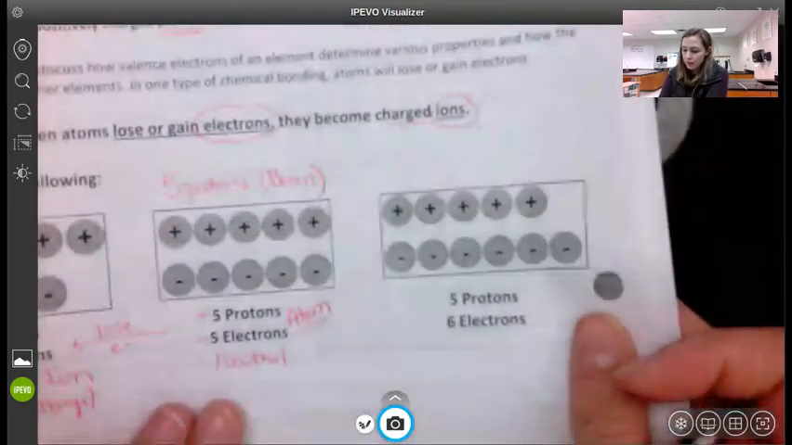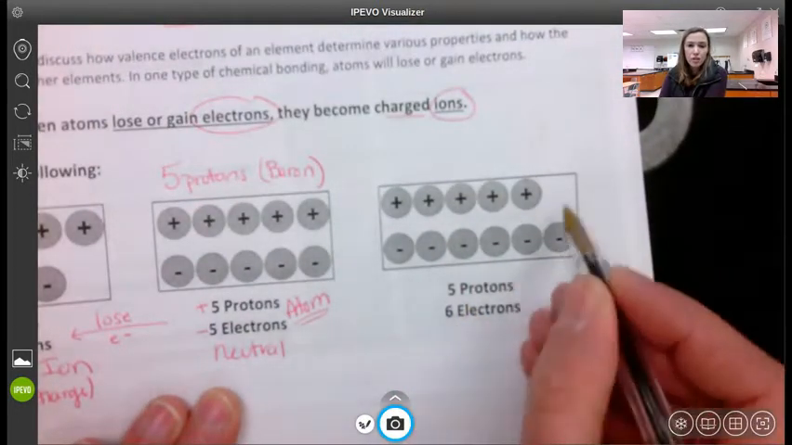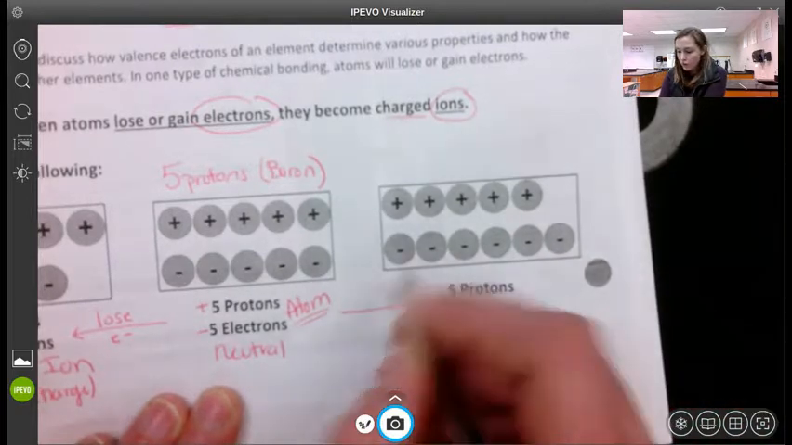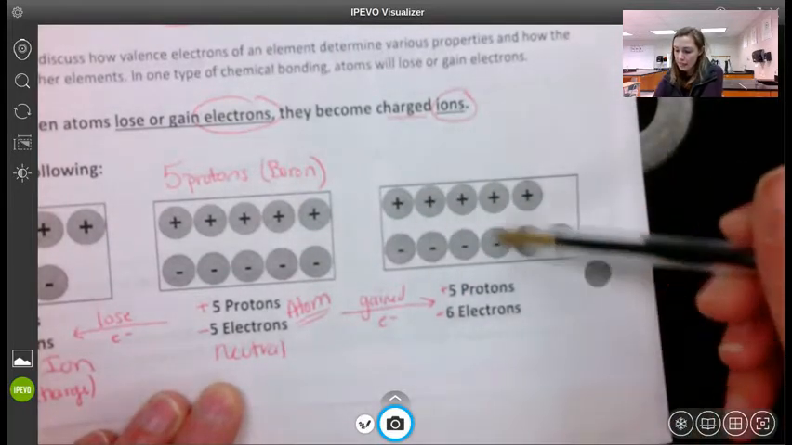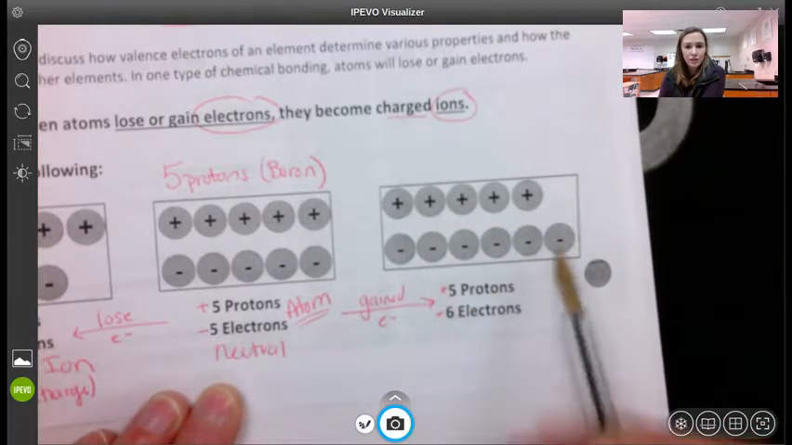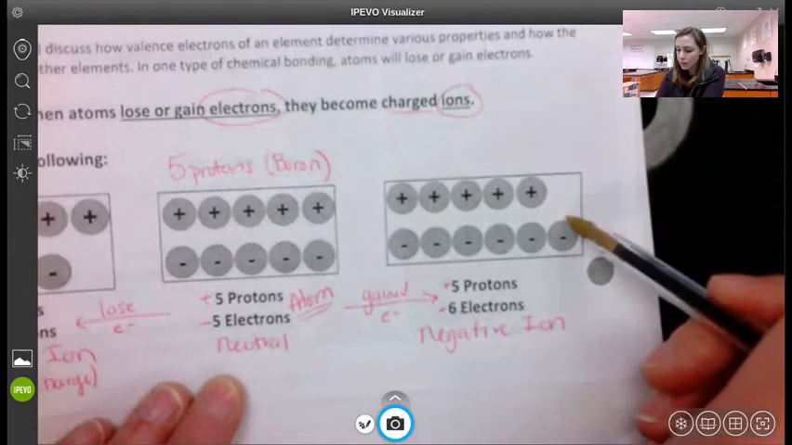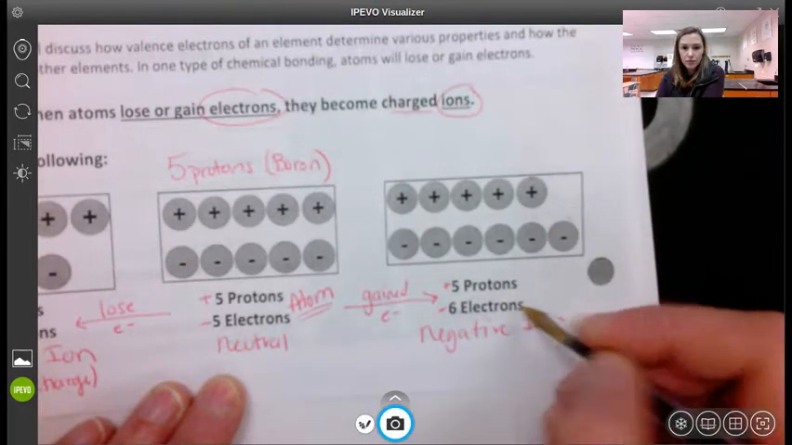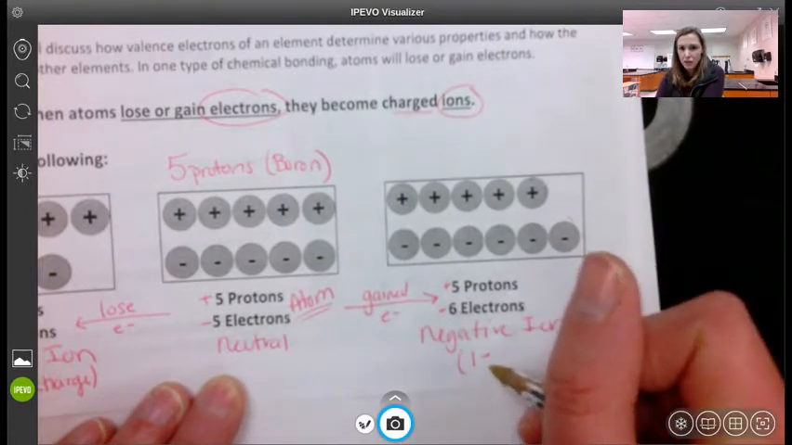When you go over on this side, we still have our 5 protons, but I can see now I gained an electron. Here I've added an extra electron. So originally I had my 5 positives, but instead of 5 negatives, I now have 6 negatives. When you think about canceling out those positives and negatives, I have 1 extra negative. So when you gain electrons, or add electrons in, it actually creates a negative ion. This would be a 1 minus, or again, I try to think of that as more of a negative charge.